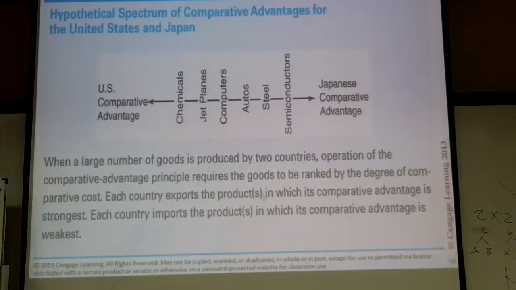So this hypothetical spectrum between Japan and United States. U.S. comparative advantage in chemicals, jet planes; computers was Japanese. In semiconductors, when a large number of goods is produced by 2 countries, operation of the comparative advantage principle requires the goods to be ranked by the degree of comparative cost. Each country exports the products in which its comparative advantage is the strongest.